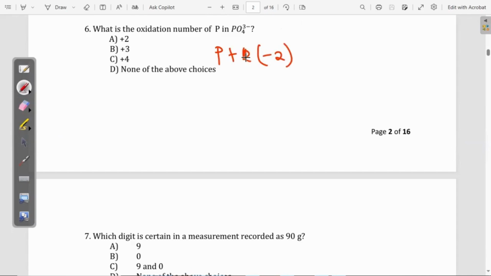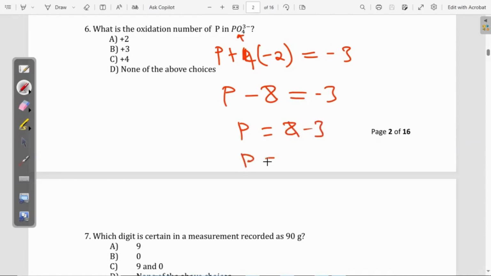The oxygen is minus 2. So here I'm supposed to write 4 because we have 4 oxygens there. And then this should be equal to the power that you have there. So the power is 3 minus, so I'll put minus 3. So it means P minus 8 will be equal to minus 3. So P is equal to 8 minus 3. So P is equal to what?